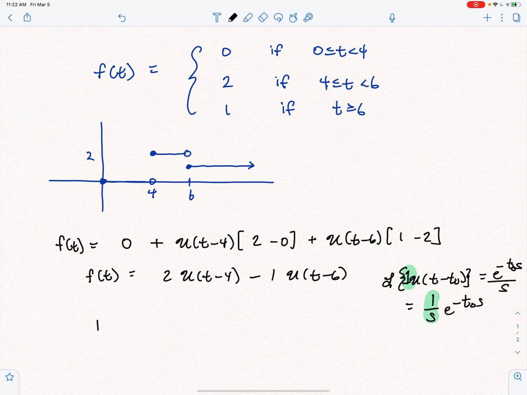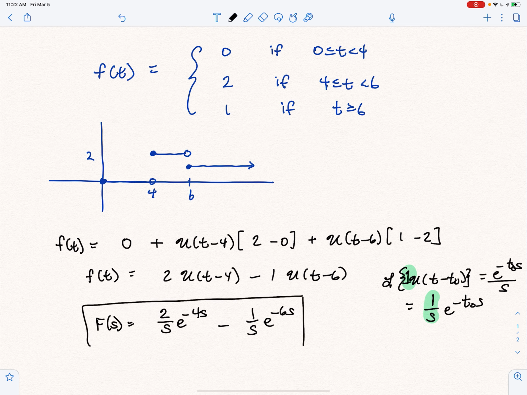So that means that the Laplace transform of this unit step expression is 2 becomes 2 over s, and the unit step forces us to deal with e to the negative 4s, minus the transform of 1, which is 1 over s, and unit step t minus 6 means e to the negative 6s.